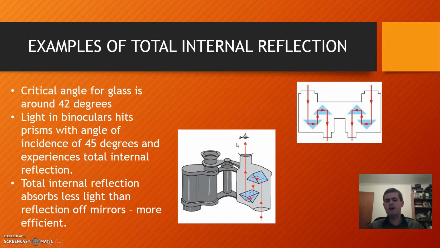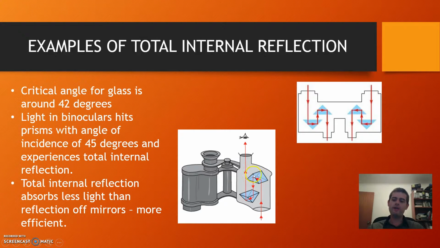Another example is binoculars. You might not notice, but inside binoculars, in each eyepiece you have two little triangular glass prisms. What they're there for is to reflect the light that's coming into the main lenses of the binoculars and bounce it around so it comes out through the viewing lenses and into the viewer's eye.